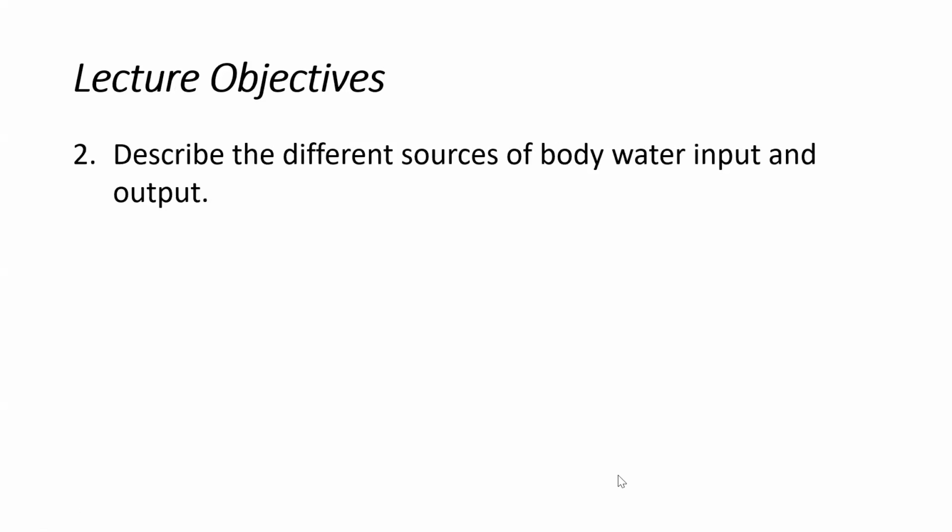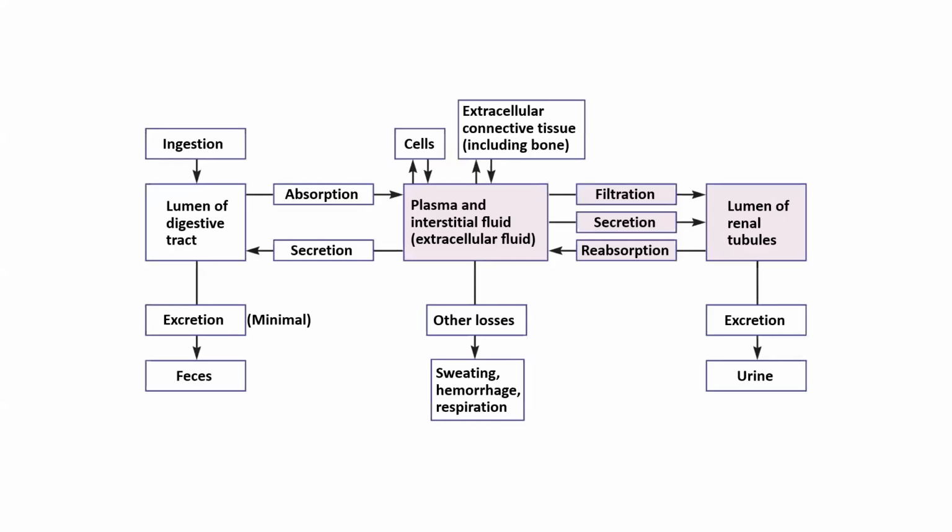which was describing the different sources for body water input and body water output. So how do we get water into the body and how do we lose water? This sort of slide, this sort of flow chart, is describing the different inputs and then the different areas of communication between our different body compartments.